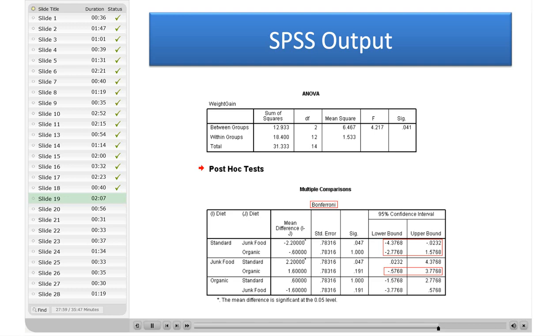Now, if you actually look at the confidence interval for the standard to junk food diet, it doesn't match the confidence interval that we obtained earlier. The same thing is true for the other two confidence intervals here. The reason for this is this post hoc test table is using Bonferroni's correction. You can see that there's a small word above the table in red, Bonferroni. So this calculation is using Bonferroni's calculation. We should try to figure out what that is, and that's what we're going to look at on the next slide.